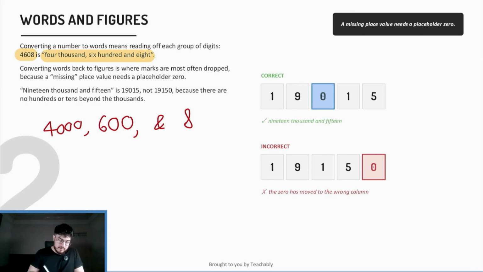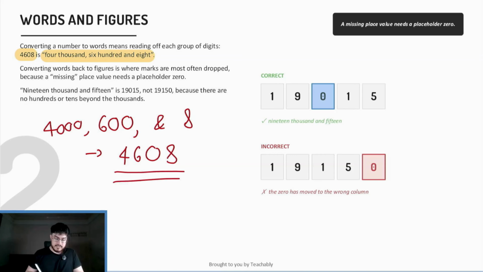And so we can very easily now see, if we imagine that column addition again, this will be 4, 6, and then there's no tens. So there's no digit in the tens column. And so we have to put a placeholder 0 there, because then it jumps to the units, which is 8. So this is how you would convert the word into the number. It's 4,608. So this line right here is very important, because a missing place value needs a placeholder 0.